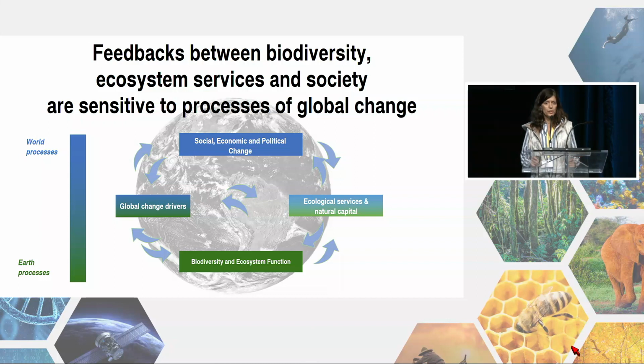We know, and these goals express very well, that there are feedbacks between biodiversity, nature's contributions to people, ecosystem services, and societal well-being that are sensitive to processes of global change, here including many of the drivers of biodiversity change that we already heard about. If we conceptualize these feedbacks as an interaction between these four domains, depicting interactions between Earth and world processes, we can start to think about how we use Earth observation, and what kind of analytical framework we could use to integrate across these domains.